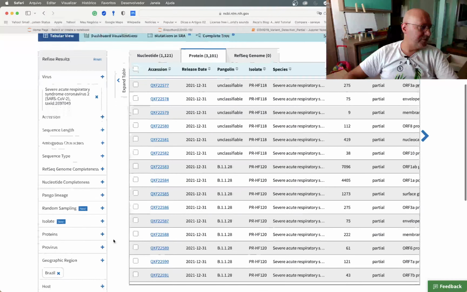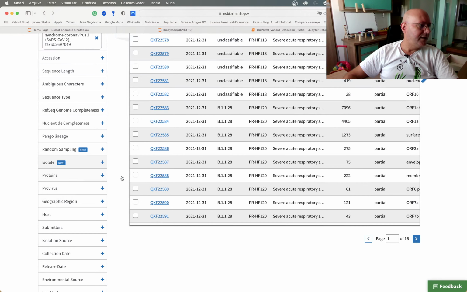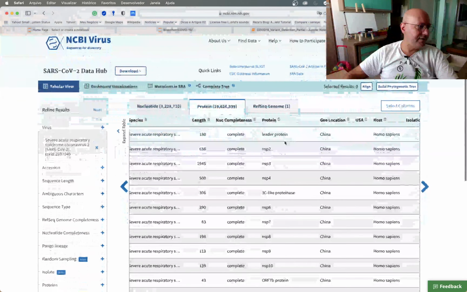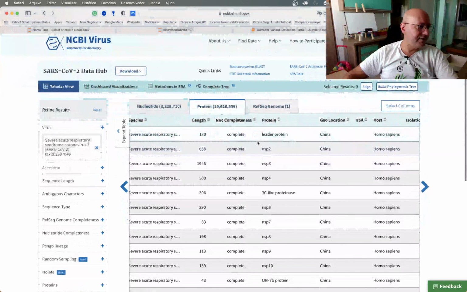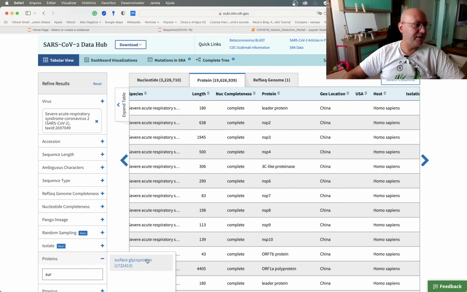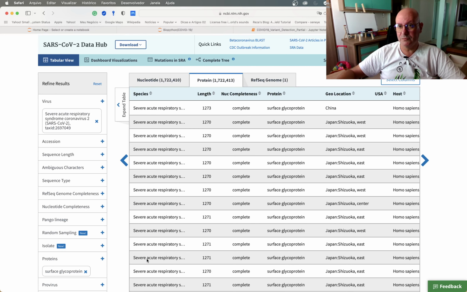Here I placed Brazil, which is where I live, but I can't take off Brazil from here. And there are many proteins. Do you know the proteins that you see here? I will go to the surface protein, which is the spike protein, because my program was made on top of the spike protein, because the vaccines really go through that.